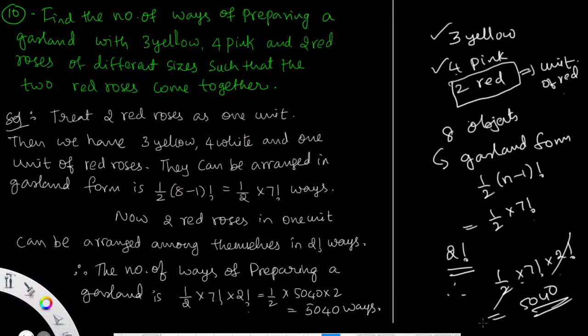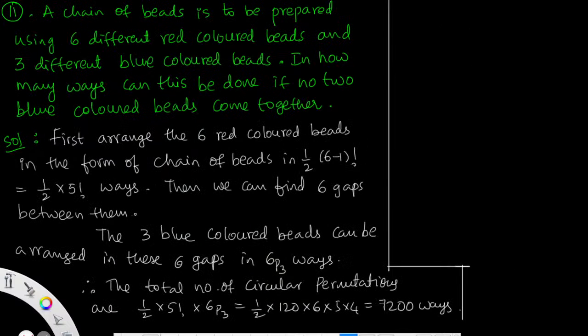For the 2 red roses coming together, you make a bundle, then count the remaining. In the garland form, the formula is half into (n minus 1) factorial. Then the internal arrangement of the unit of objects among themselves is 2 factorial ways. So the total arrangements are work 1 into work 2, that is half into 7 factorial into 2 factorial, which is 5040 ways. This is question number 10. Then go to question number 11.